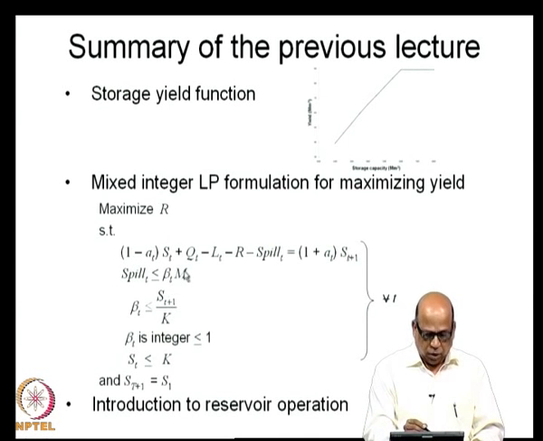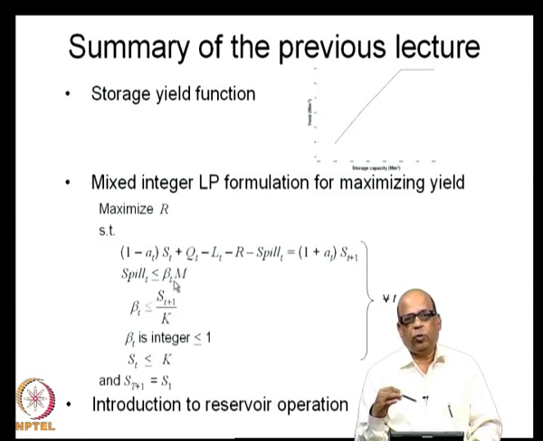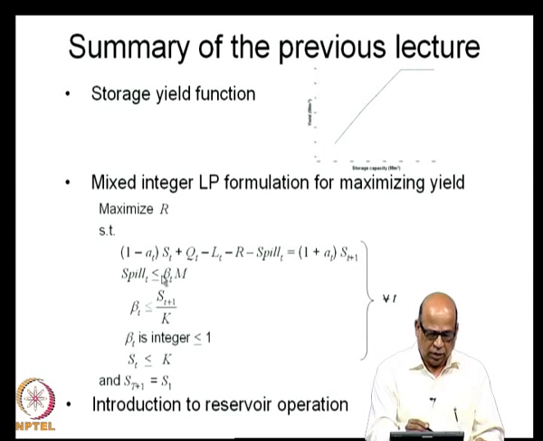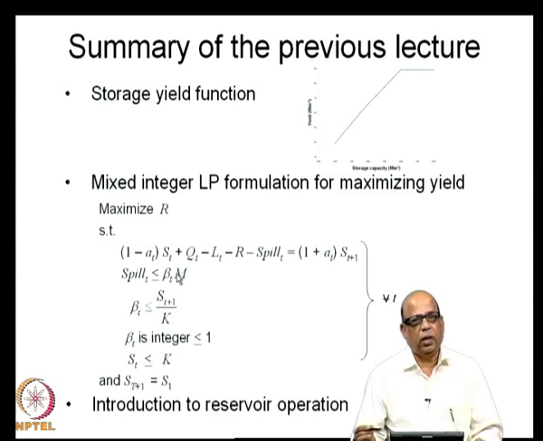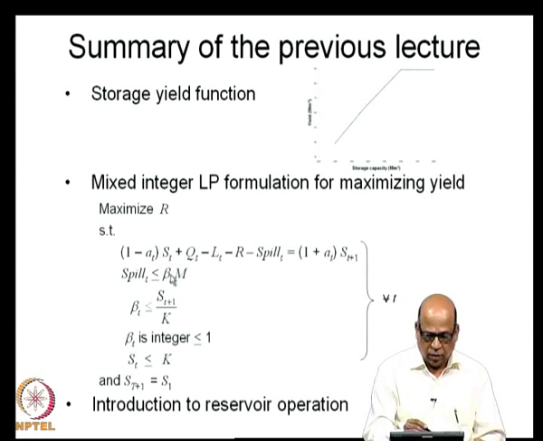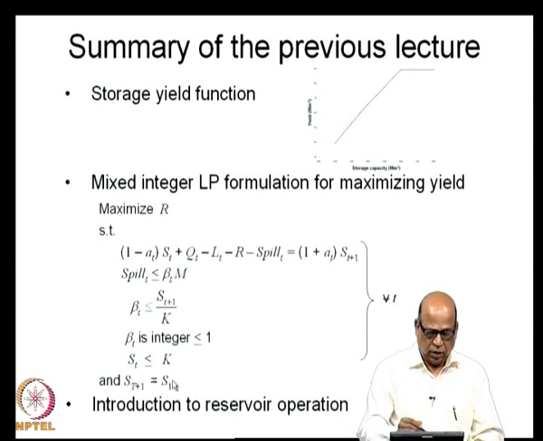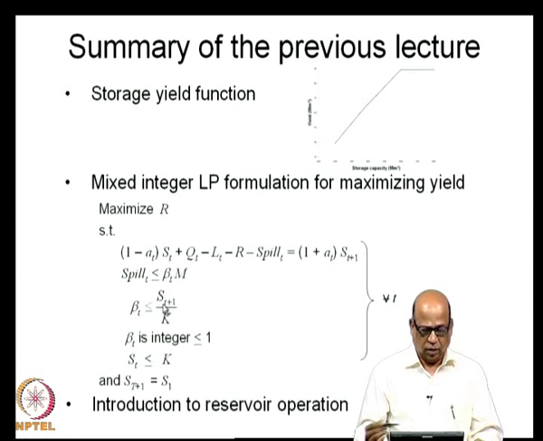So, beta_t times M, where M is a large number, in fact spill max, or the maximum value of spill that is possible at a reservoir, you can use. So, spill_t is less than or equal to some maximum value, that is the idea there. So that when beta_t is equal to 1, which happens only when S_{t+1} is greater than or equal to K, as determined from this, you will get a non-zero value of spill. So, this is how we include it, and all other conditions we have explained earlier. These are the same conditions that we use everywhere, S_t is less than or equal to K and so on.